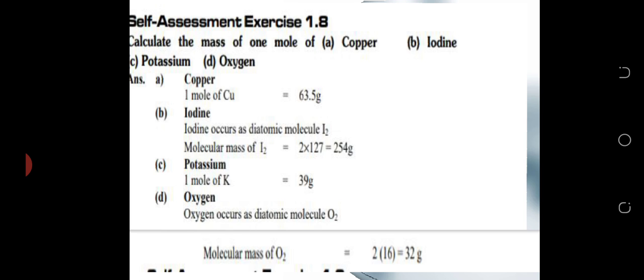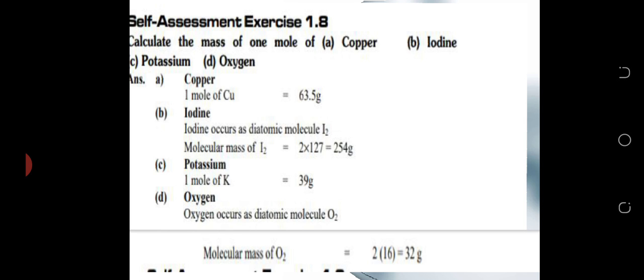Now come to iodine. Iodine is a non-metal and it occurs in diatomic form, I2. Capital I is the symbol of iodine. The atomic mass of iodine is 127, and as it occurs in diatomic form, we multiply 127 by 2, we will get 254 grams. Now come to potassium. As you know, potassium is a solid and it occurs in monoatomic form. It does not occur in diatomic form and it is also a metal. So 39 grams is your potassium.